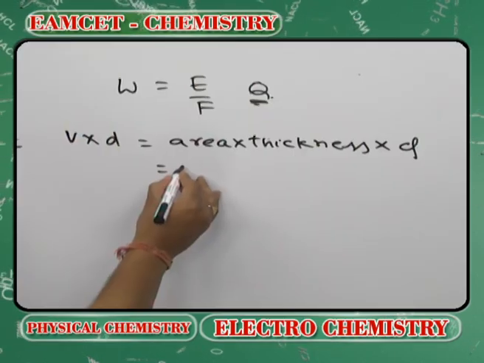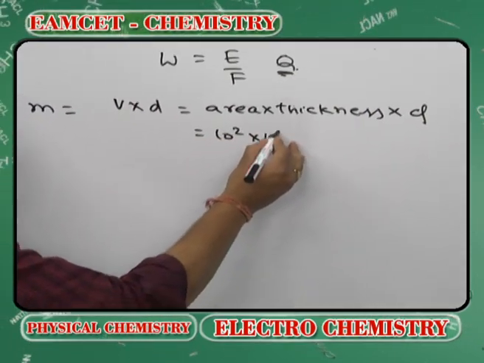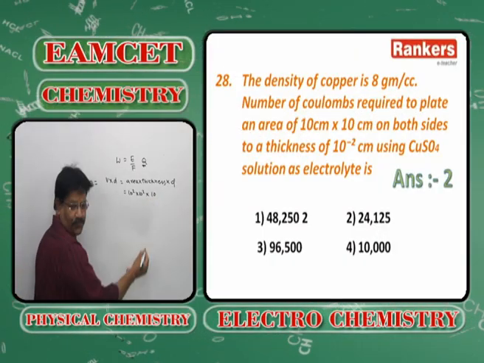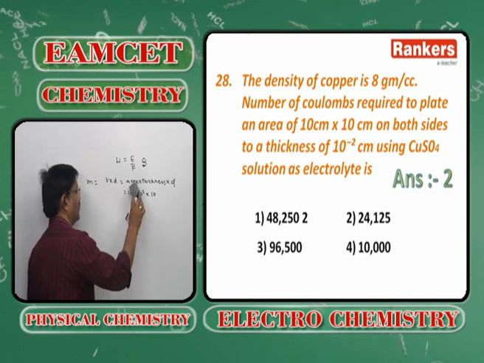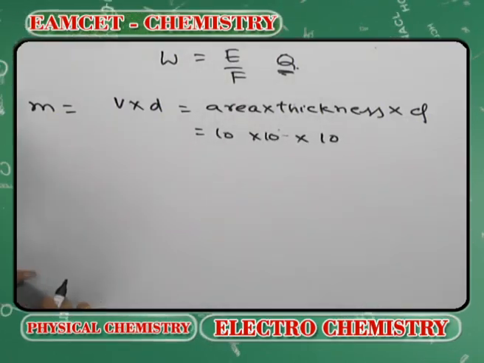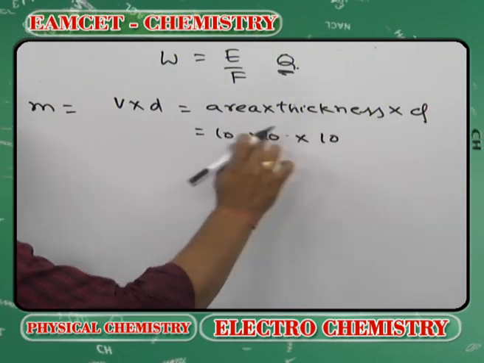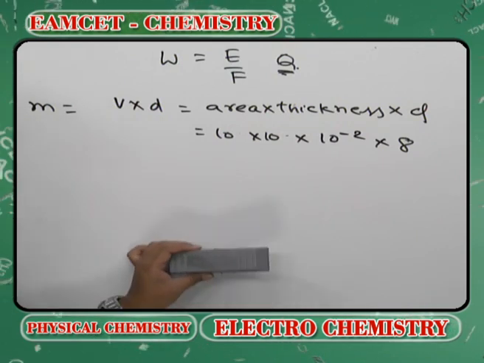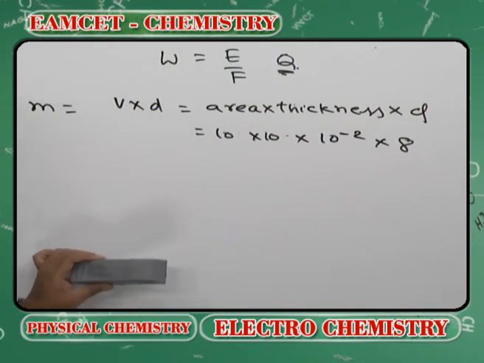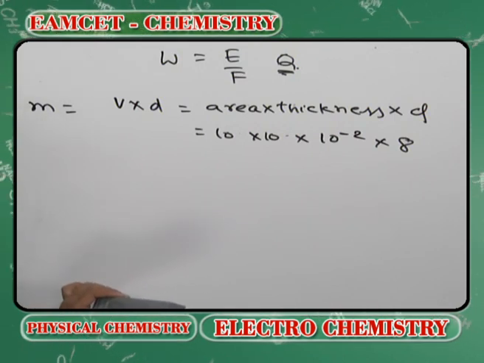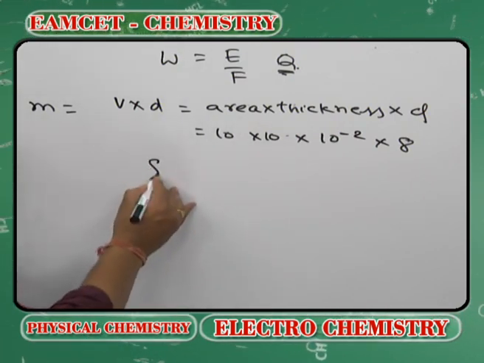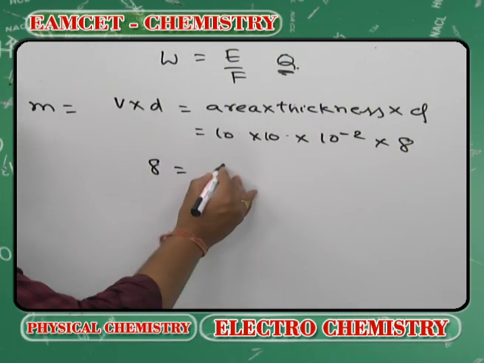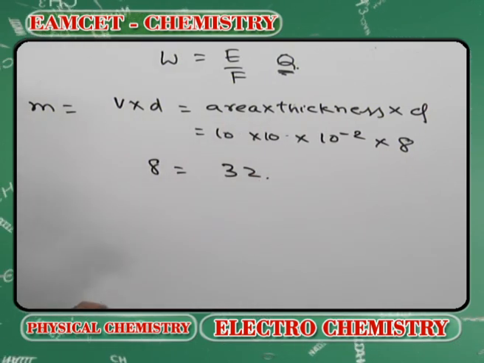What is the area? 10 into 10. What is the thickness? 10 to the power minus 2. What is the density? 8. So the mass is 8 grams. What is the equivalent weight of the copper? It can be taken as 32.